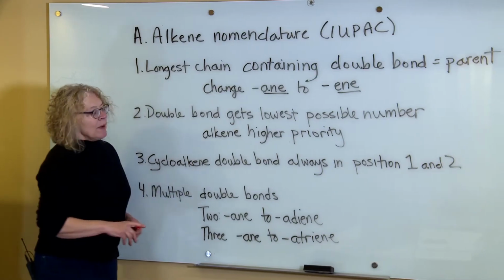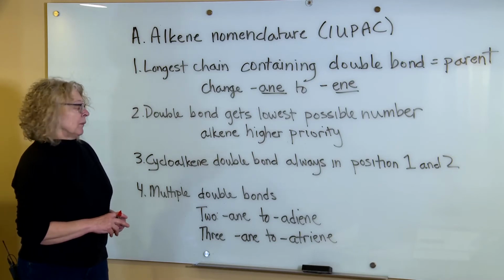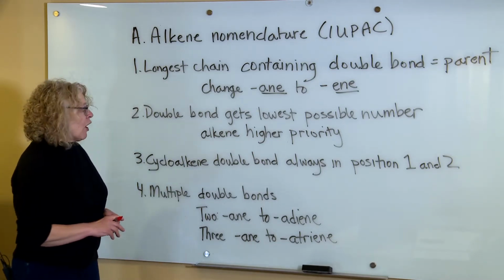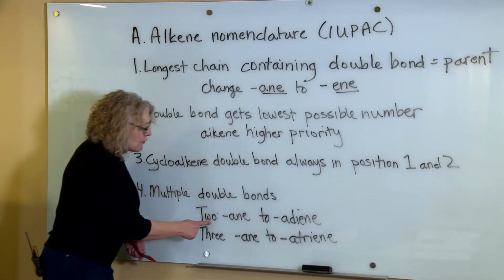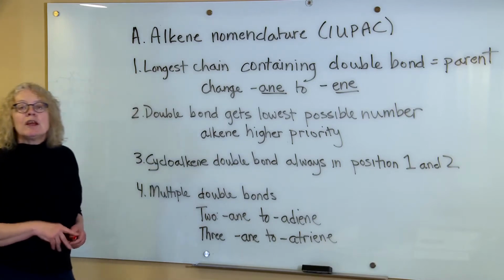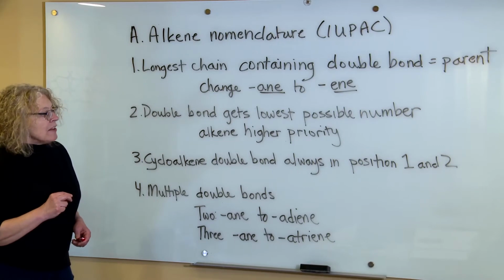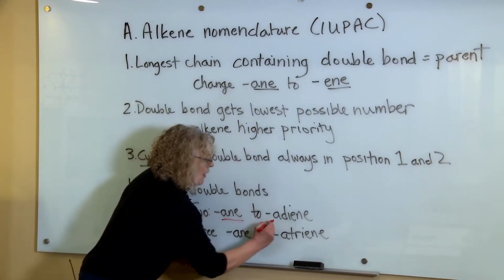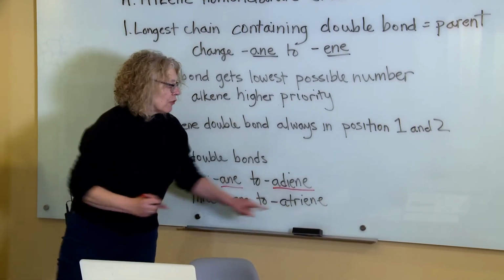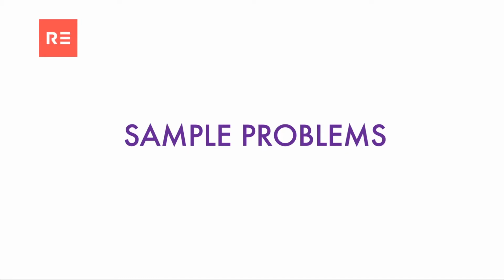When you have a cycloalkene, the double bond is always at position 1 and 2. If you have multiple double bonds, which is a fairly common event, if you have 2, you change the ANE ending of the corresponding alkane or cycloalkane to adiene, A-D-I-E-N-E, and if there's 3, ane changes to a triene. Pause and try these problems, then we'll solve them together.